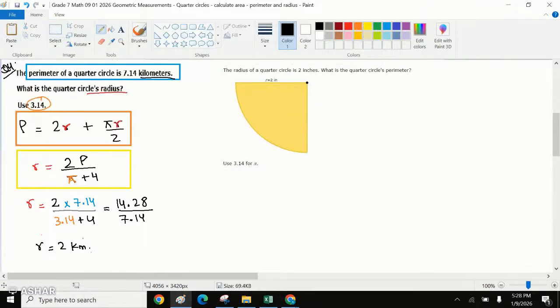Okay. The question number 5 says the radius of a quarter circle is 2 inches. The radius is given to us. That means this length is the radius and this length is the radius. Okay. The value of pi is given. What do we need to find? We need to find the quarter circle's perimeter. And we know the formula for the perimeter.